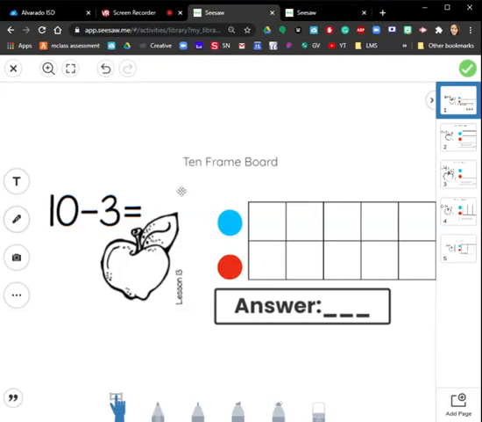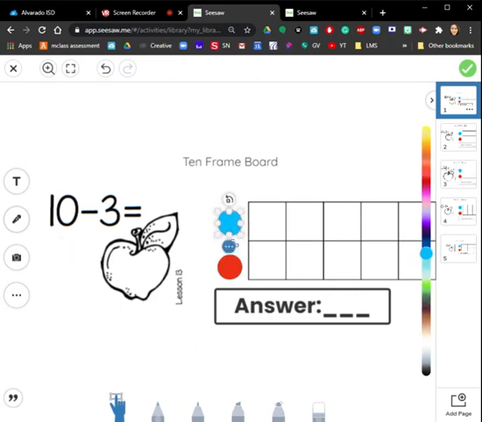Welcome everyone. Today we are going to be going over using 10 frames to help us subtract. Remember that a 10 frame is a box or frame that has 10 boxes. It can especially help us subtract from 10, but you can also use it with other numbers that are smaller than 10. So our first problem says 10 minus 3.